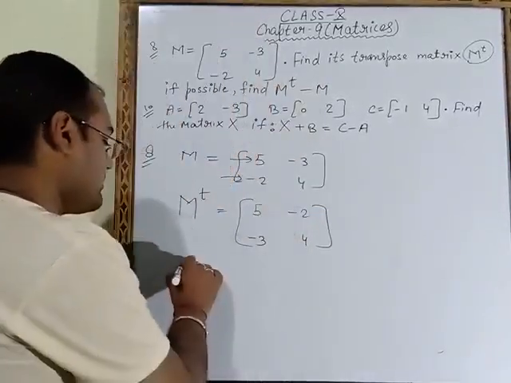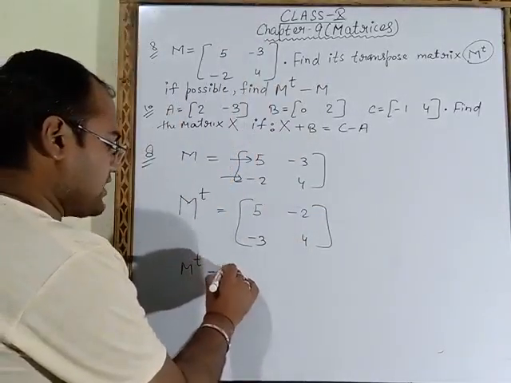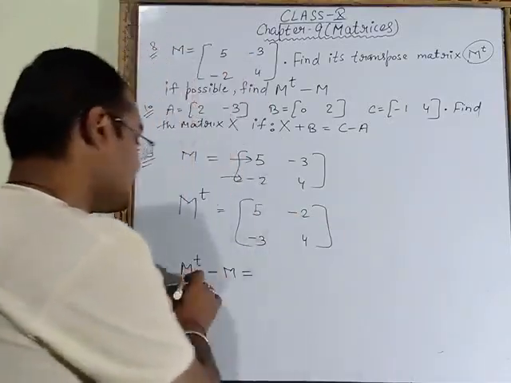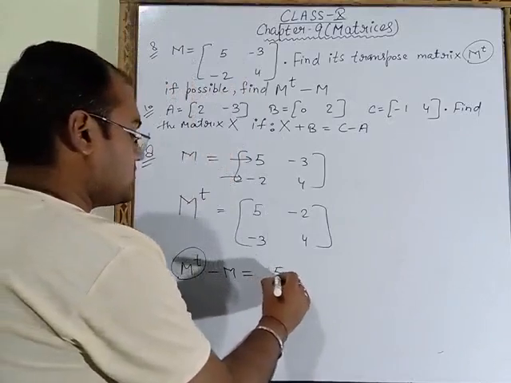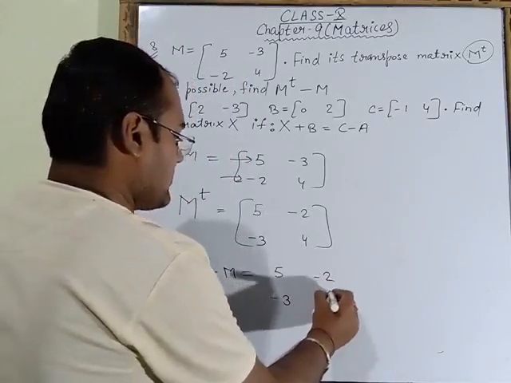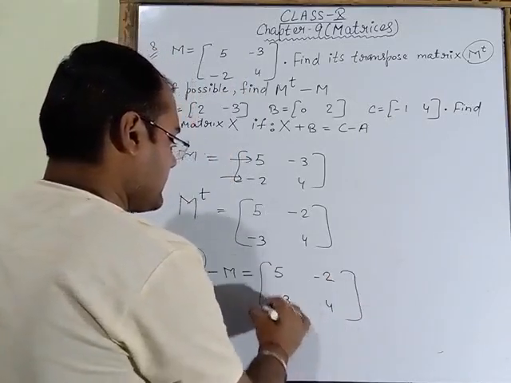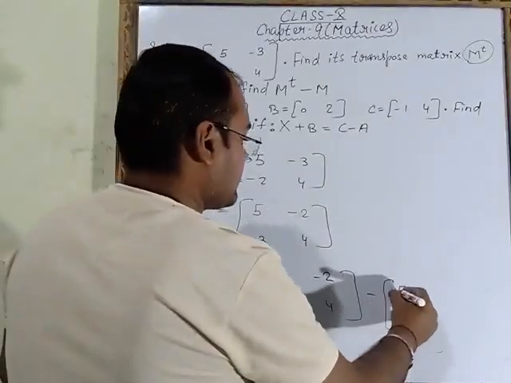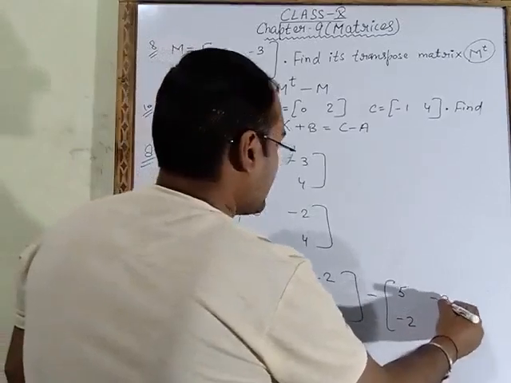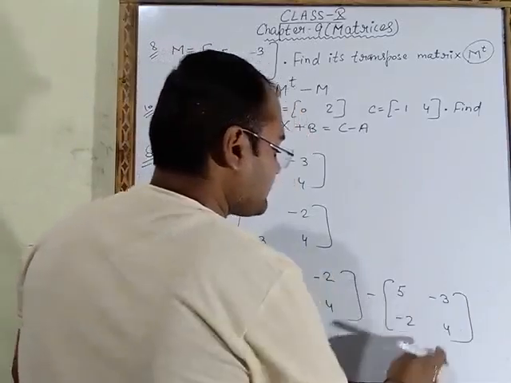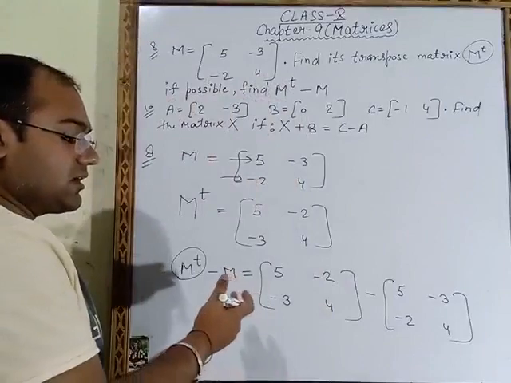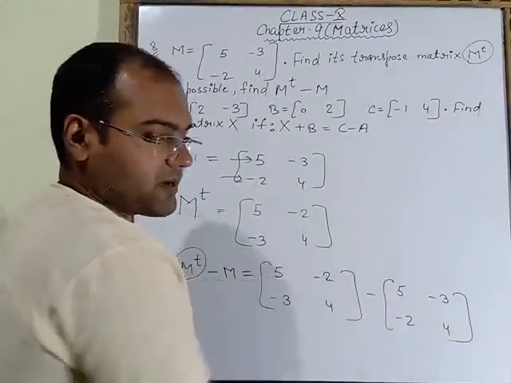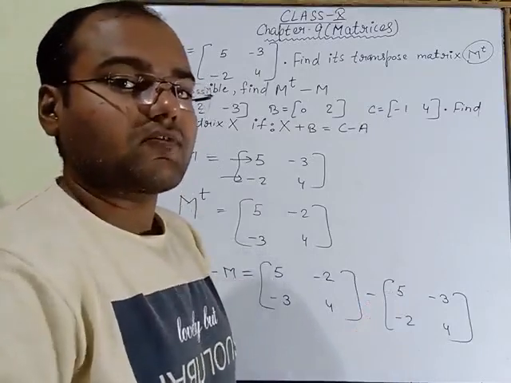Now we have to find M transpose minus M. He said if possible, so only then we have to find it. What is the value of M transpose? M transpose is 5, minus 3, minus 2 and 4, minus M matrix. M matrix is 5, minus 2, minus 3, 4. How will we check whether it is possible to subtract these two matrices or not? With the help of order we have to check.